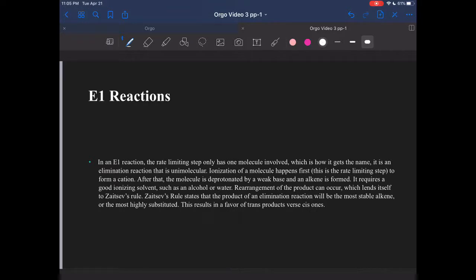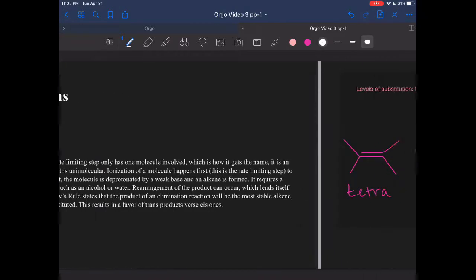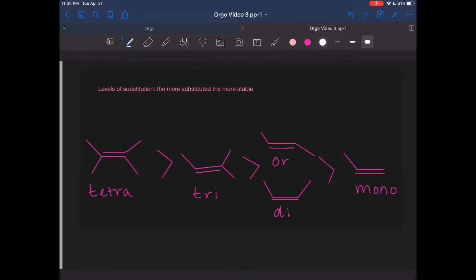Zaitsev's rule states that the product of an elimination reaction will be the most stable alkene or the most highly substituted. This results in a favor of trans products versus cis ones. Here we can see the different levels of substitution, which will relate to the more stable molecules. So on the left, we have our most substituted molecule, our tetra-substituted, which will also be our most stable. We then have our tri-substituted, our di-substituted, and our mono-substituted.